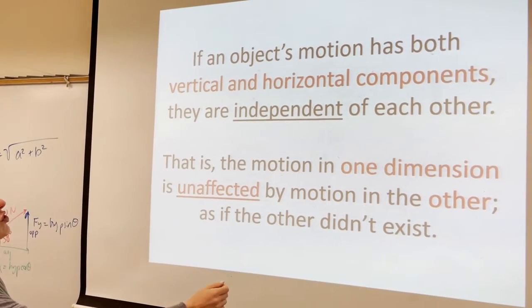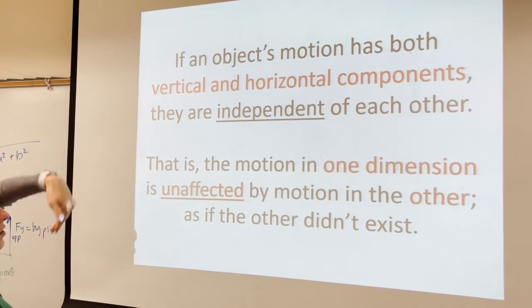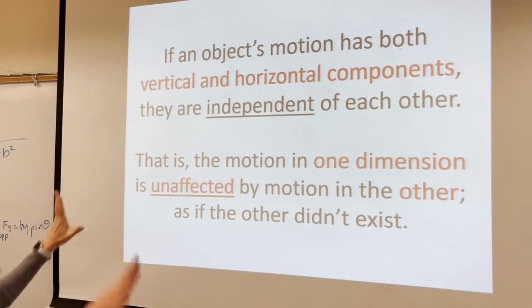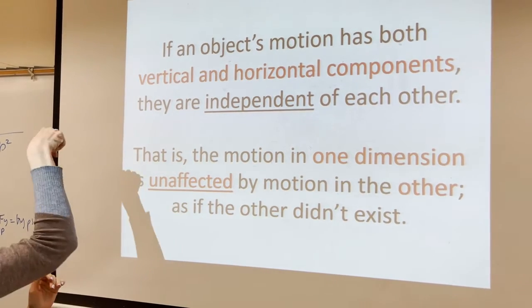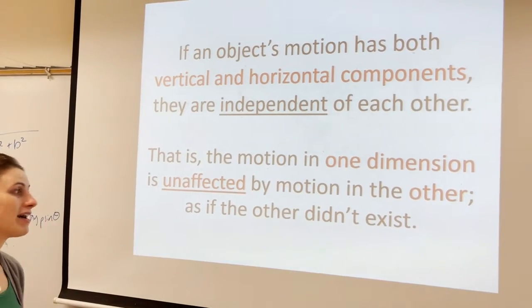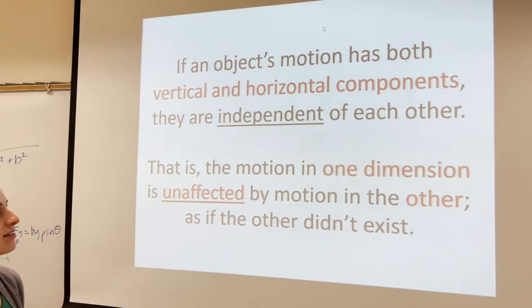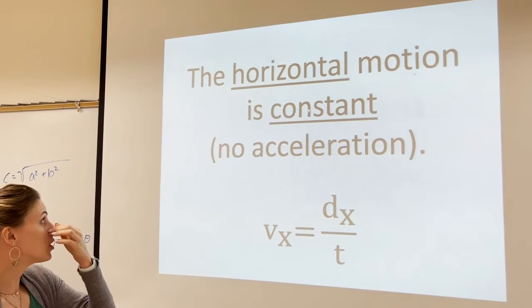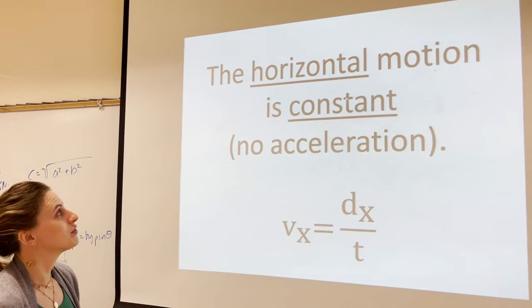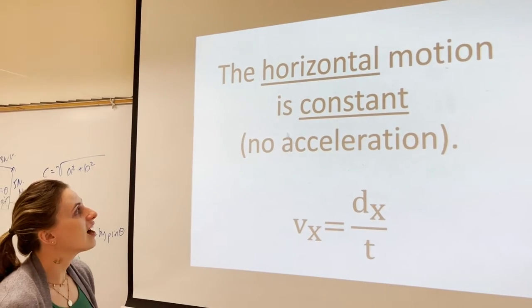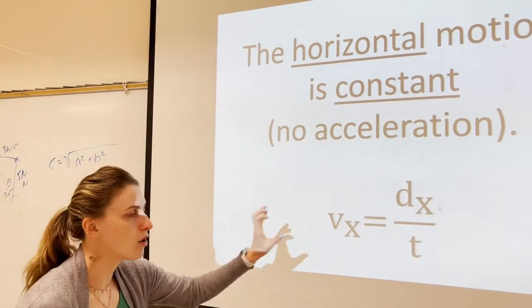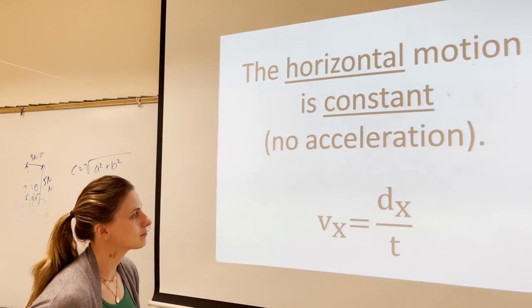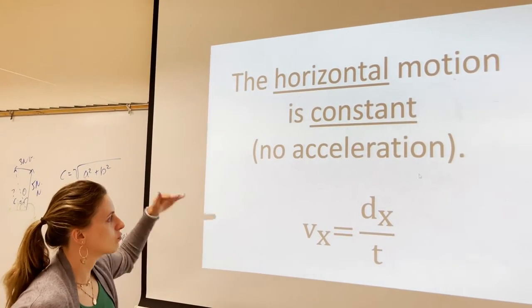If an object's motion has both vertical and horizontal components, they are independent of each other. That is, the motion in one direction is unaffected by the motion in the other, as if the other didn't exist. So, to answer our question, it's coming up here soon. So the horizontal motion is constant. There is no acceleration here. So if I ever want to know the horizontal velocity, you always just use this equation right here. Yeah, it stays constant. Always, always, always.